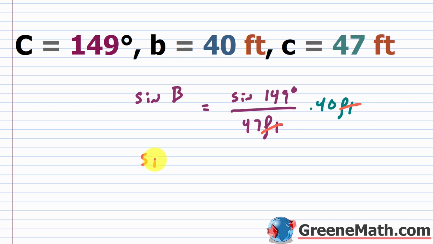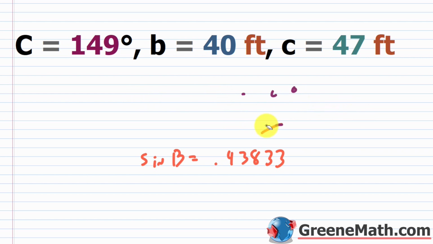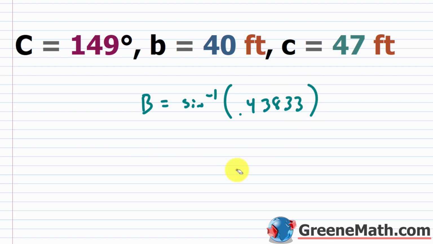So I'll say the sine of B, and again, it's an approximation, equals 0.43833. Then I'm going to use my inverse sine function. So B is equal to the inverse sine of this value, 0.43833. Key that into the calculator, and I get about 26 degrees if I round to the nearest tenth. So let's just say B is about 26 degrees.